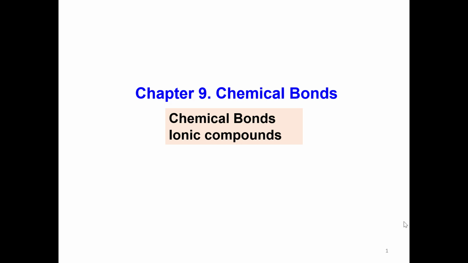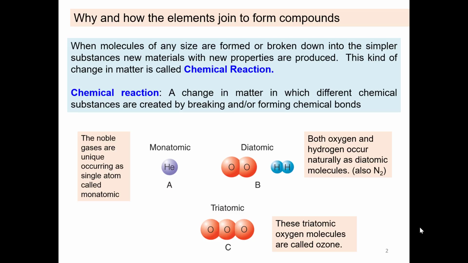Today we are going to discuss some sections of Chapter 9. We will focus on chemical bonds and ionic compounds. Today we will learn why and how the elements join to form compounds.